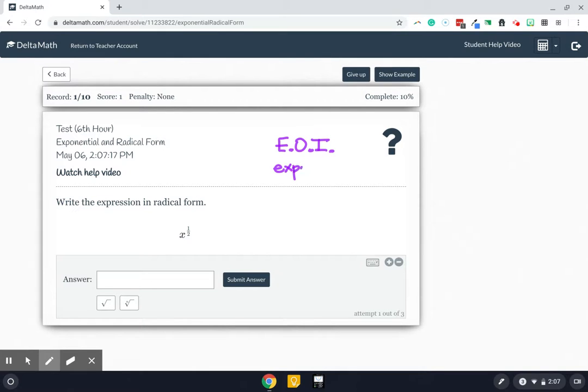Exponent over index, which is super helpful right now when we see the fraction. So we can almost start assigning that. This is our exponent. This is our index. Okay? So because it's starting in fraction form, we are going to end in radical form.